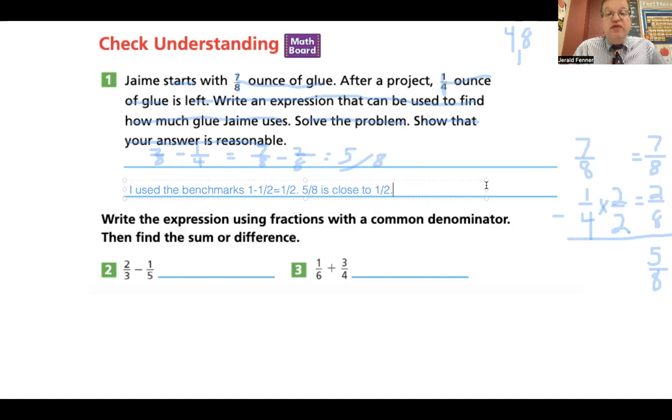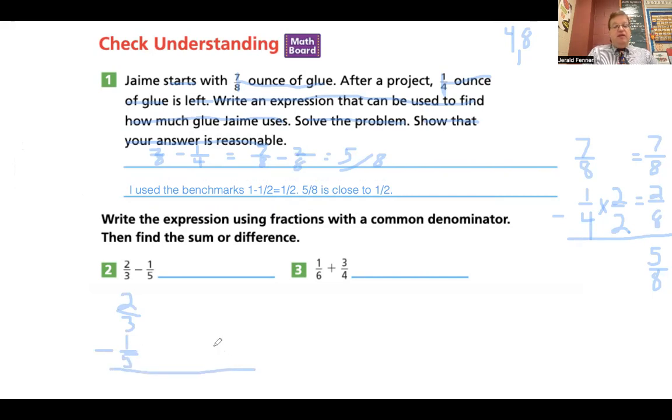Write the expression using fractions with common denominators, then find the sum or difference. Thank goodness we don't have to do this benchmark stuff. So we just write it all out to be able to figure out what the solution is. So we have 2/3 minus 1/5. Now, some of you might be already saying, I know exactly what the common denominator is. It is, but some other people might not. So they need to find the multiples and start with the smaller one.